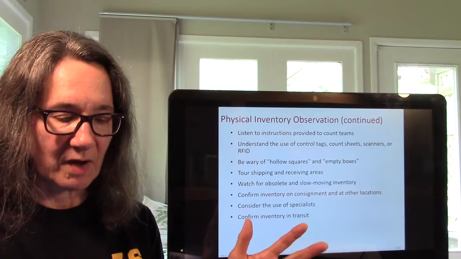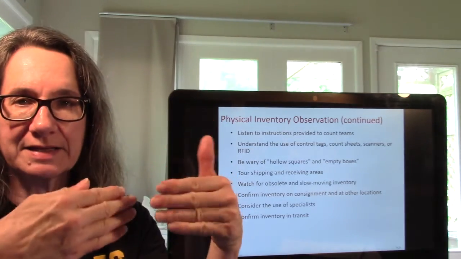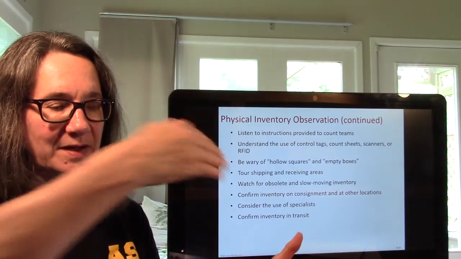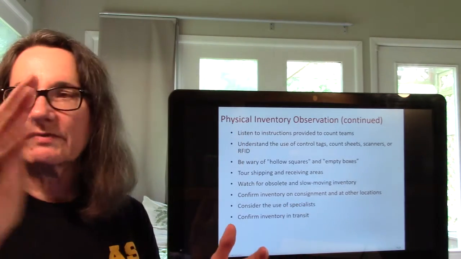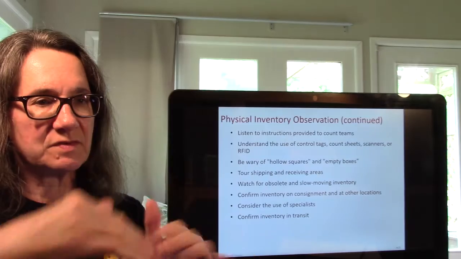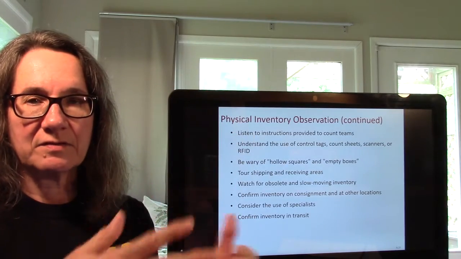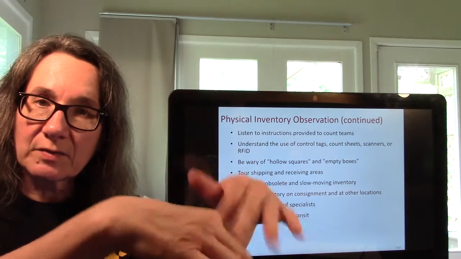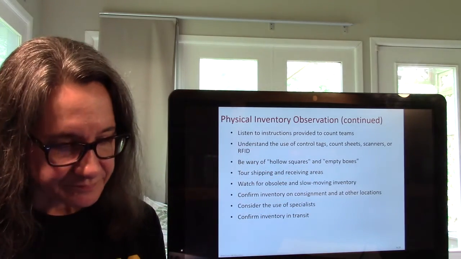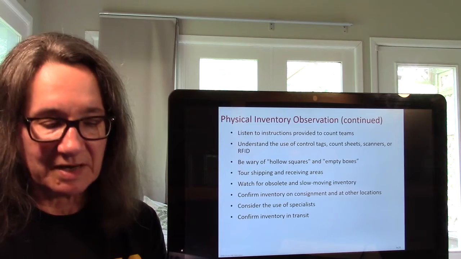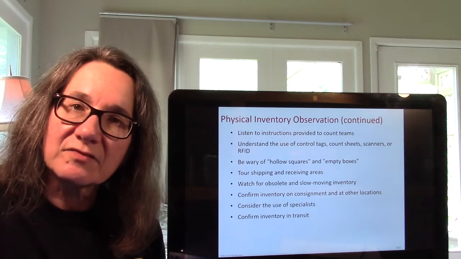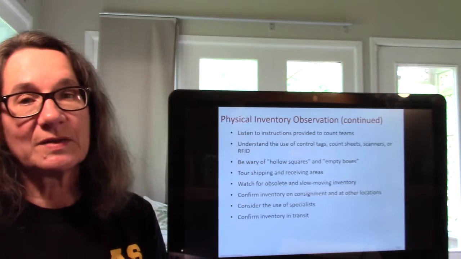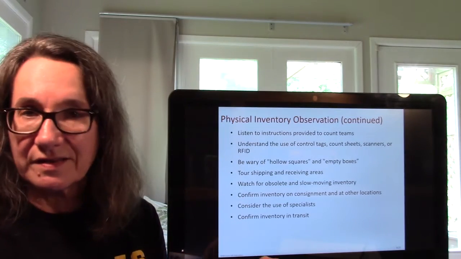So you have to be aware of what are called hollow squares. In other words, a pallet might be 5 across and 5 across, so you'd assume, okay, it's 5 by 5, so 25. But if it's hollow in the middle, that's not quite right. Empty boxes. So you've got to be careful of that. You've got to make them bring the stuff down from way up high in the warehouse so you can make sure the stuff's really in it, and that what's in it is what it says it is.